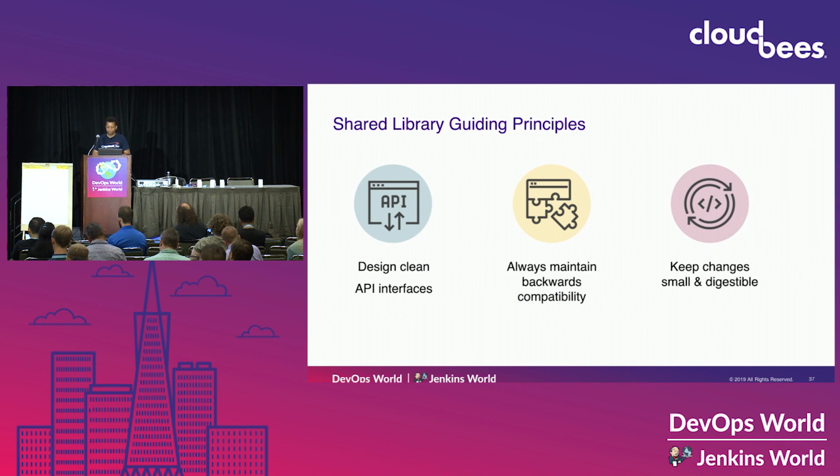And last, we keep changes small and digestible. So the more lines of code that are changing per PR, the longer it takes, one, to get reviewed and approved, but two, the greater the risk that the change could introduce a bug or incident for our users. So it's easy to add code. Deleting code is easy if it's not being used, but modifying existing code is harder and requires much deeper code review. So keep changes small and digestible.